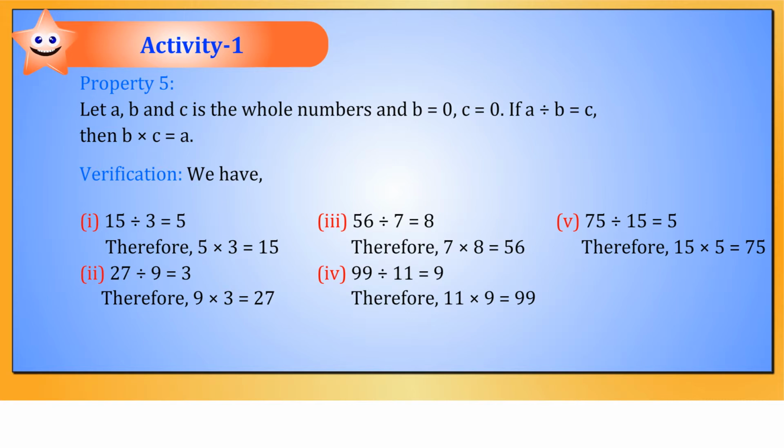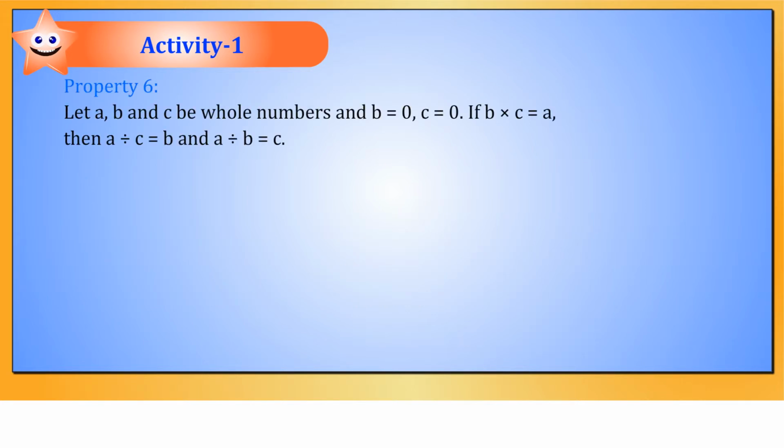Property 6. Let A, B and C be whole numbers and B not equal to 0, C not equal to 0. If B into C equals A, then A divided by C equals B and A divided by B equals C. Verification. We have first 18 equals 3 into 6. Therefore 18 divided by 3 equals 6 and 18 divided by 6 equals 3.